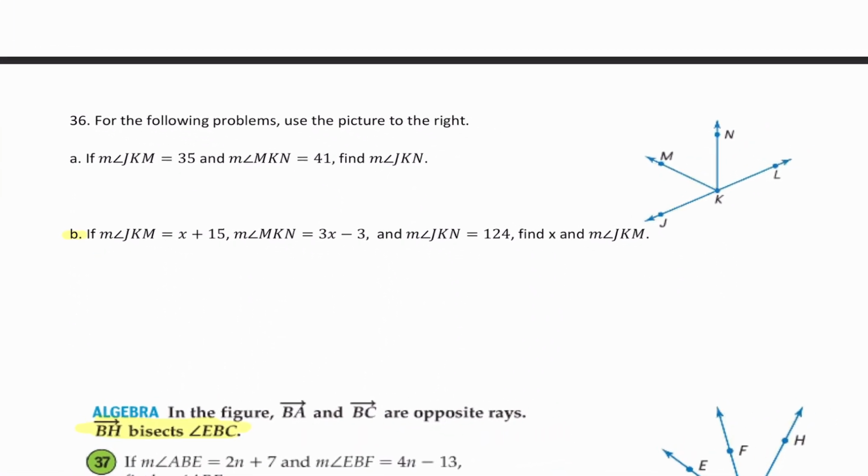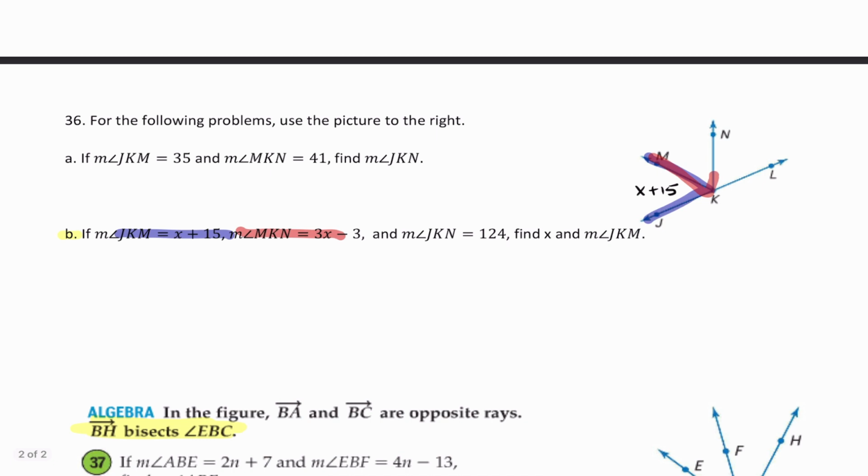Moving on to number 36. For the following problems, use the picture to the right. Okay, so it says if measure angle JKM, so here's J to K to M, that's x plus 15. So this is x plus 15. I'm gonna go ahead and highlight that. And measure angle MKN, so M to K to N, is 3x minus 3. 3x minus 3. What is the whole thing here?